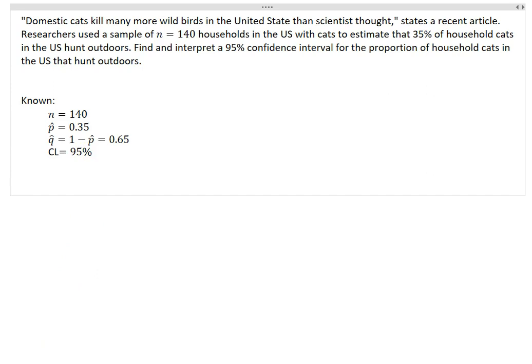Okay, the next thing that I need to do is state the conditions that I know. What that means is we tend to use the central limit theorem, the CLT, when we do confidence intervals. In order to use the CLT, I need to make sure I have the conditions to use the CLT. So let's think about this for a second.